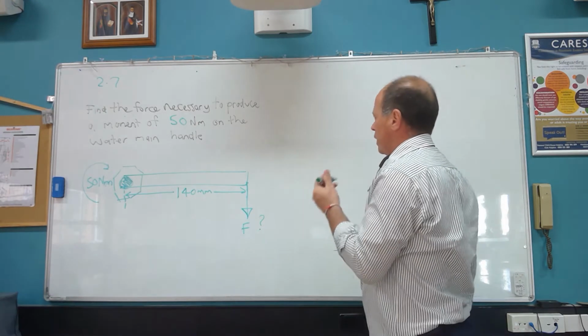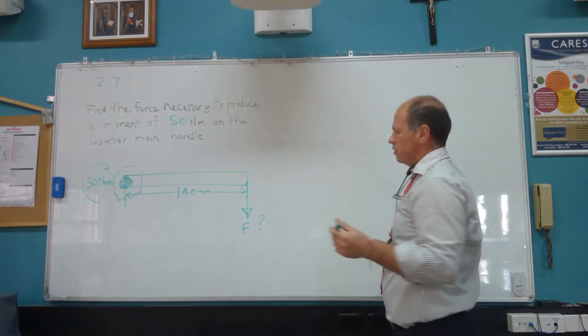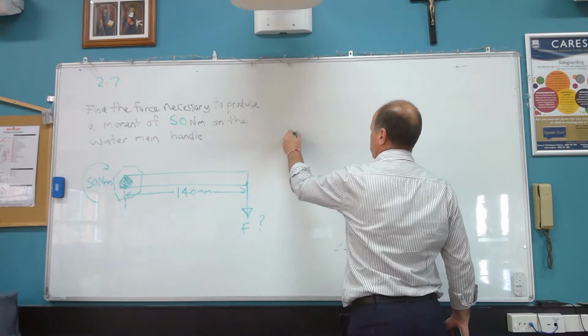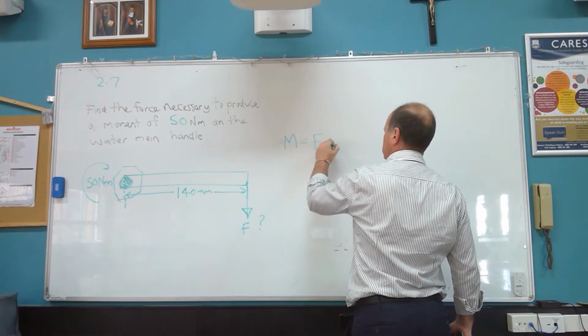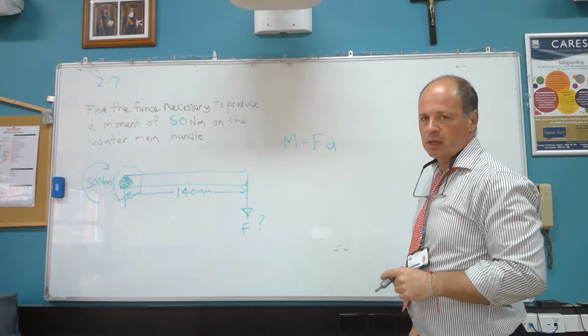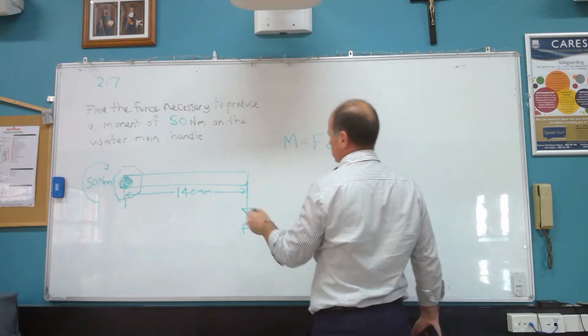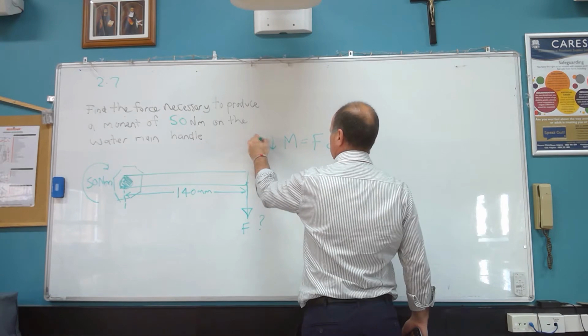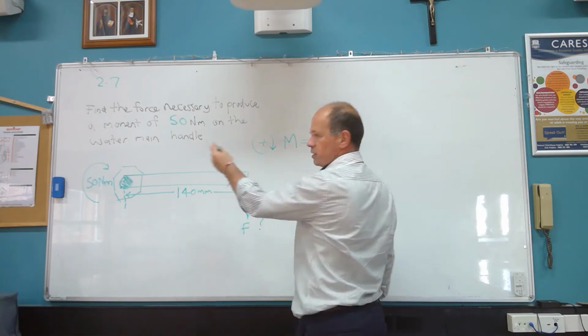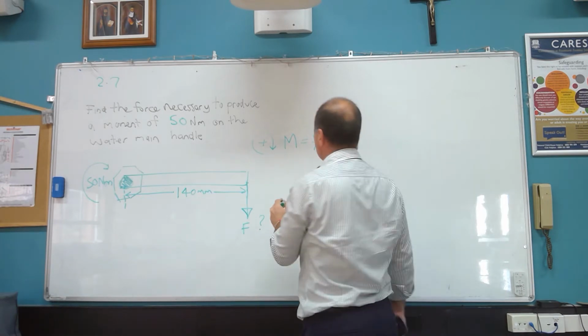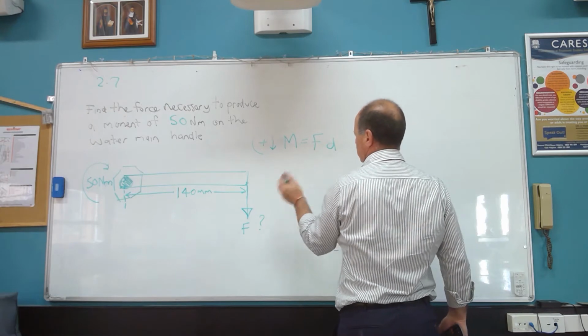Okay, so best way of doing this is write down your equation. Moment is equal to force times distance. Okay, we know that we're dealing with a positive moment because the force is going to make this whole thing turn clockwise. We know that we're given these values.